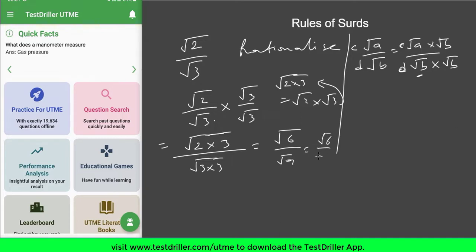which gives you root 6 over 3. Now there's something you need to understand: if you multiply two exactly the same pure surds, the result is simply the number within the square root. So take note of this. If you multiply two square roots of this kind, the answer becomes this. You don't need to multiply to get 9. Just take one of the threes, and that gives you the answer.